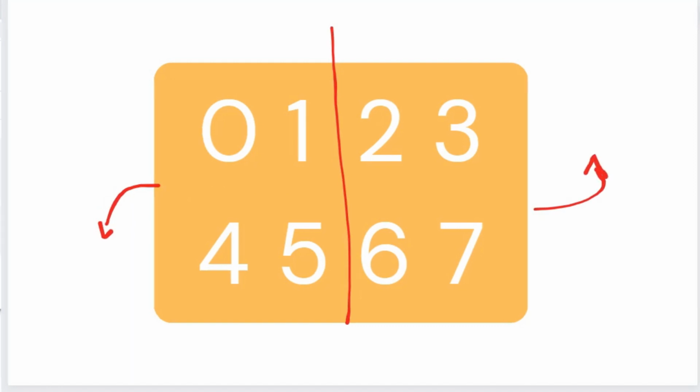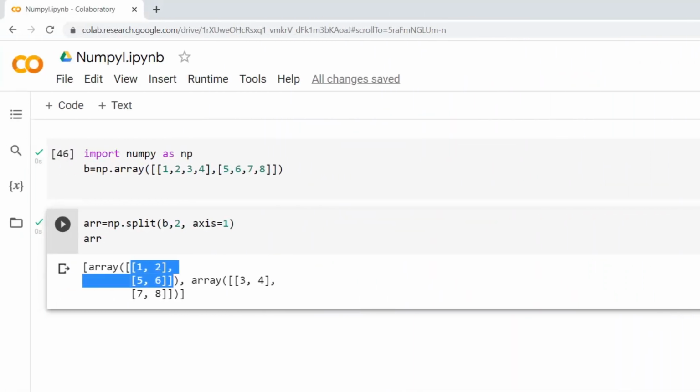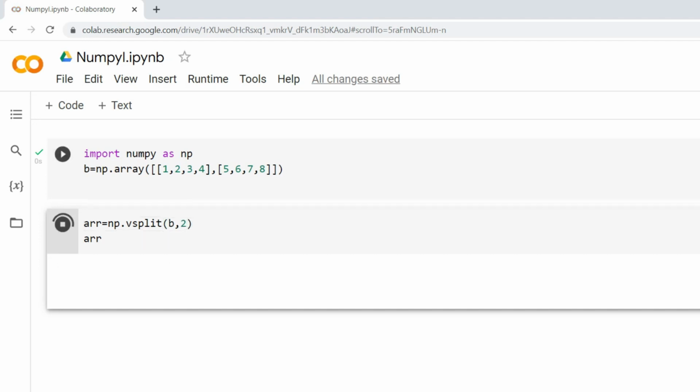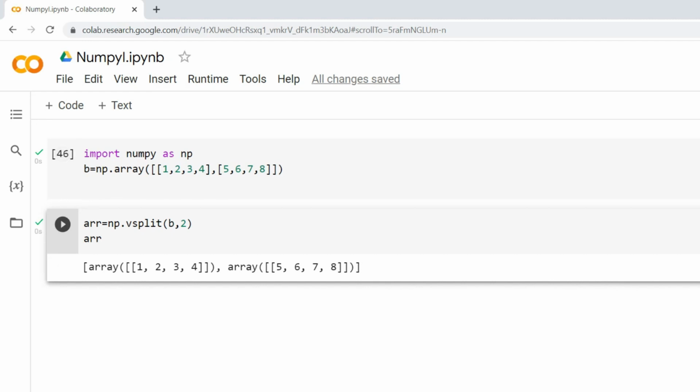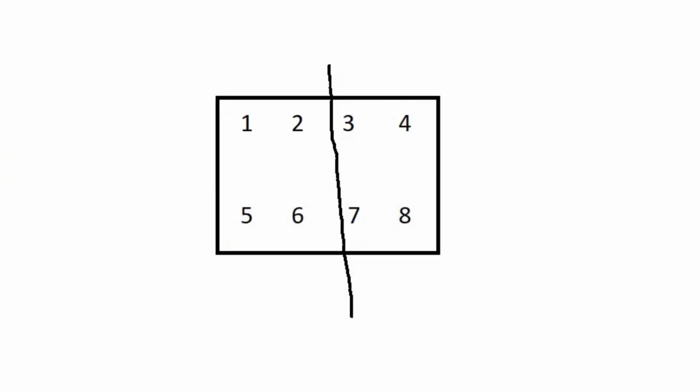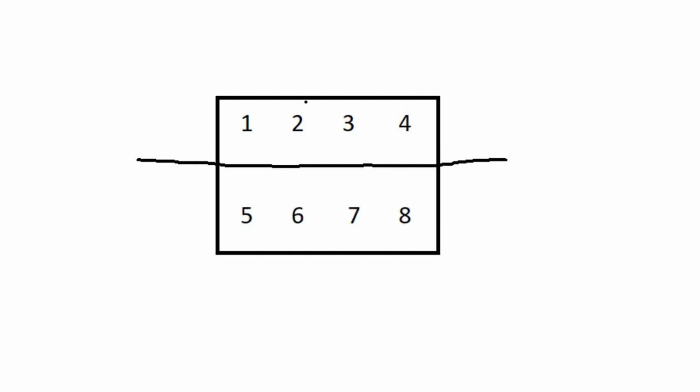And we can do this particular thing without using all this method. We just have to use vsplit, and we just have to remove this. As I have already mentioned, whenever we use vertical split, it's going to create 2 arrays using the rows. Whenever we divide this particular array vertically, it's going to create new arrays 1 2 3 4 and 5 6 7 8.